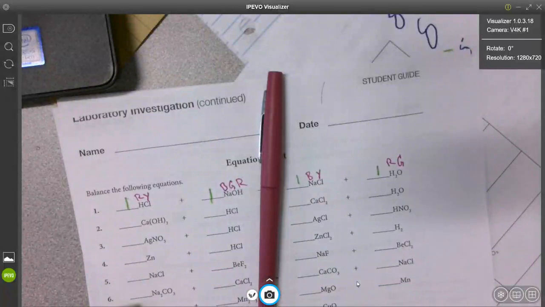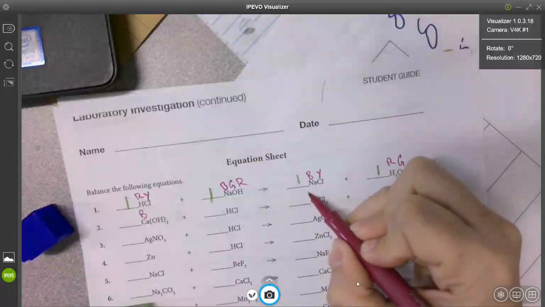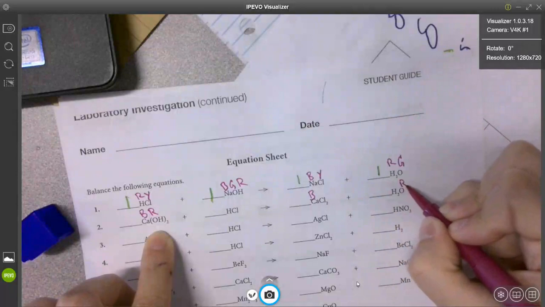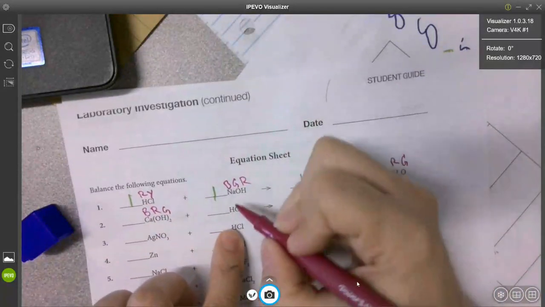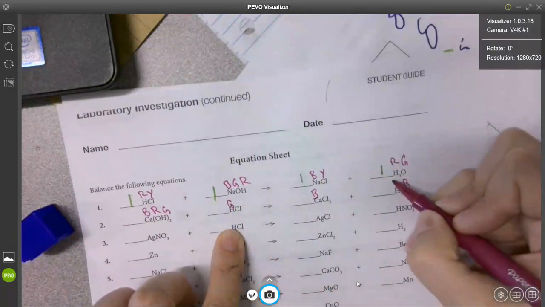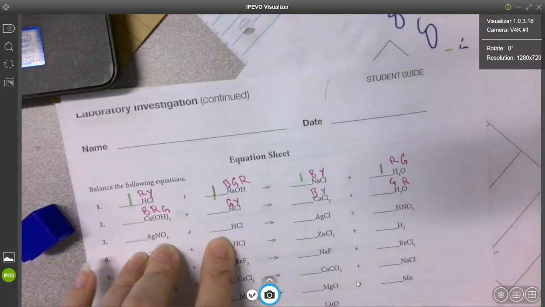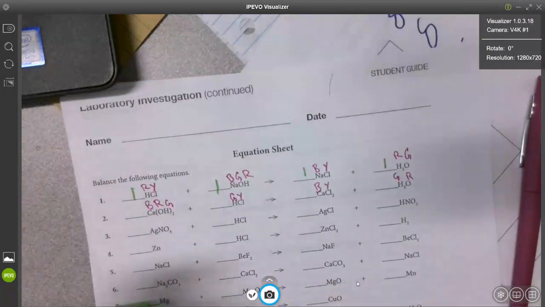If we look at number 2, again, I'm going to designate colors for each element. Calcium is going to be blue, and calcium's here. Oxygen is going to be red. Hydrogen is going to be green. And chlorine will be yellow. So now that I've got my colors, I'm going to go ahead.